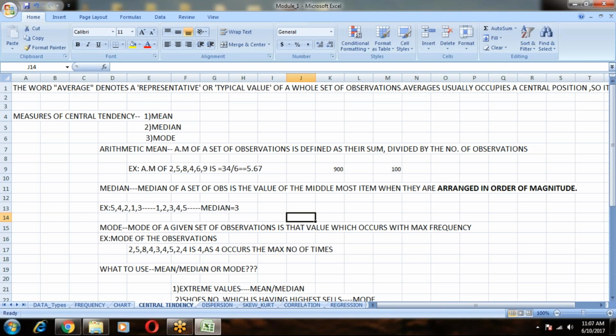Now Parth asked me, here it is very simple to calculate, right? We can find out only if you are having 5, 6, 10, even if I suppose 50 or 100 observations. It's very easy to find out the average.